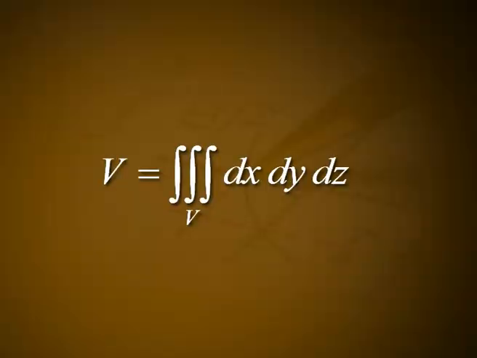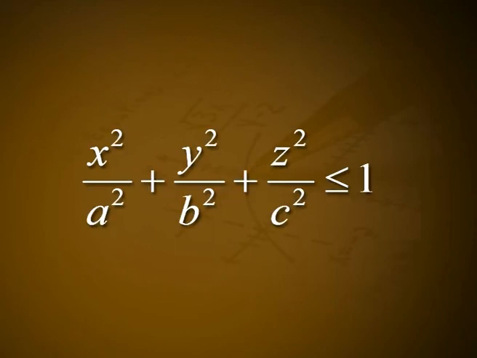Solution. Volume V of the solid region is V is equal to triple integral over V dx dy dz. Here V is the region x greater than or equal to 0, y greater than or equal to 0, z greater than or equal to 0, x square by a square plus y square by b square plus z square by c square less than or equal to 1.